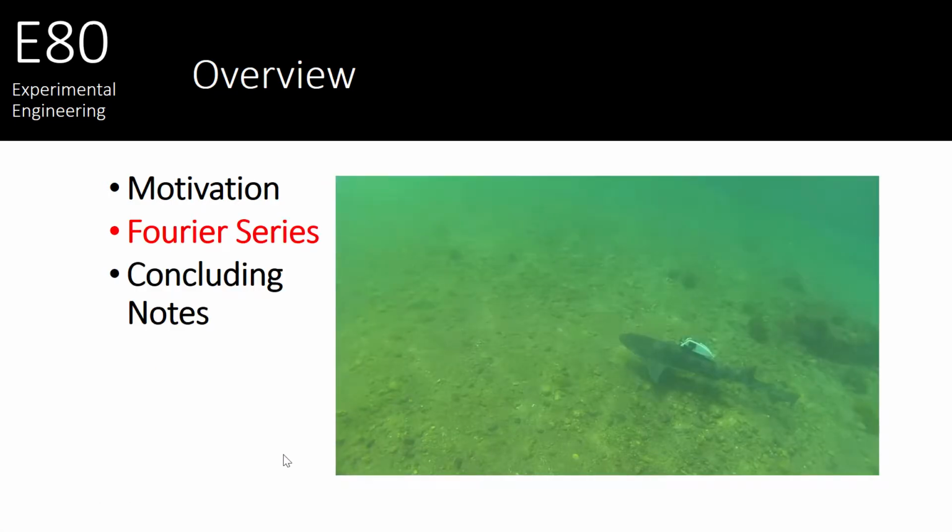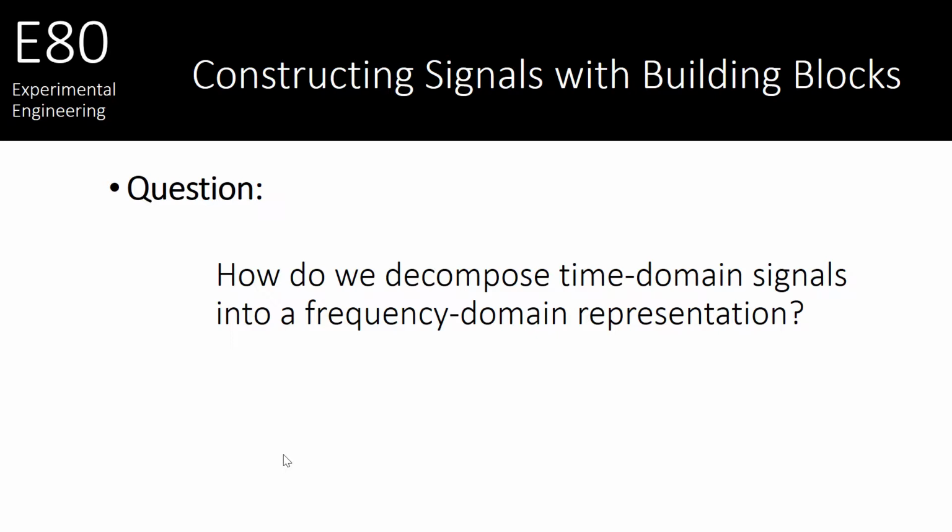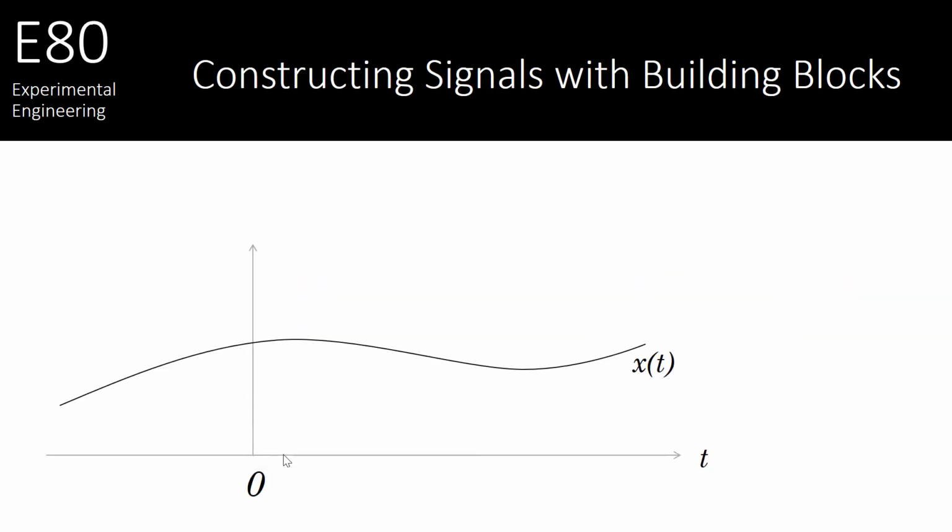We're going to start by using a Fourier series to do this. So here's our question. How do we decompose that time domain signal into a frequency domain representation? So instead of it varying as a function of time, we want to see that same data vary as a function of frequency. To do this, we're going to start with a very simple function called x of t.